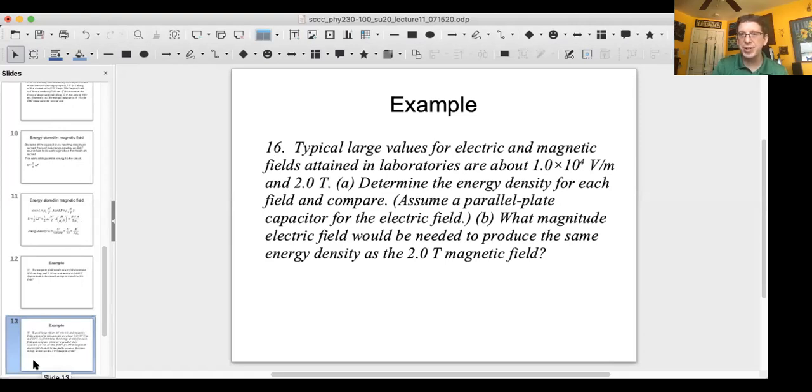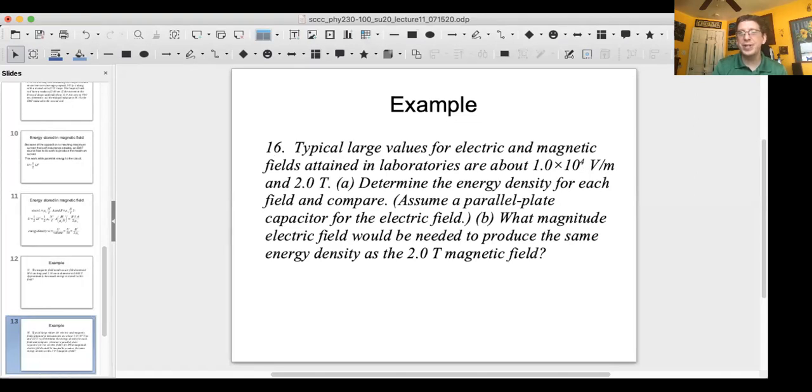Typical large values for electric and magnetic fields attained in laboratories are about 1.0 times 10 to the 4 volts per meter and 2.0 Tesla. Determine the energy density for each field and compare. So assume a parallel plate capacitor for the electric field. So you're storing energy in a capacitor and you're storing energy in a solenoid. So how does this look?